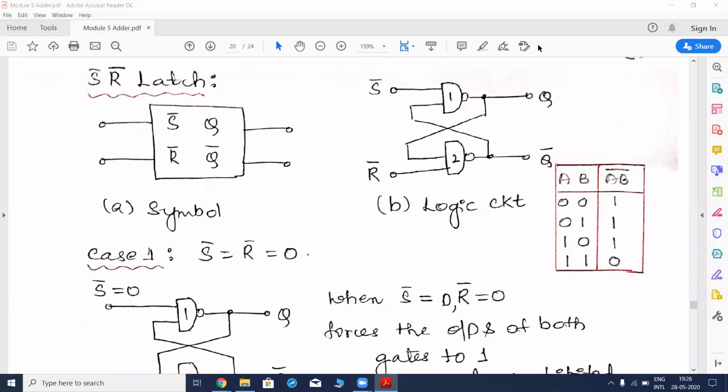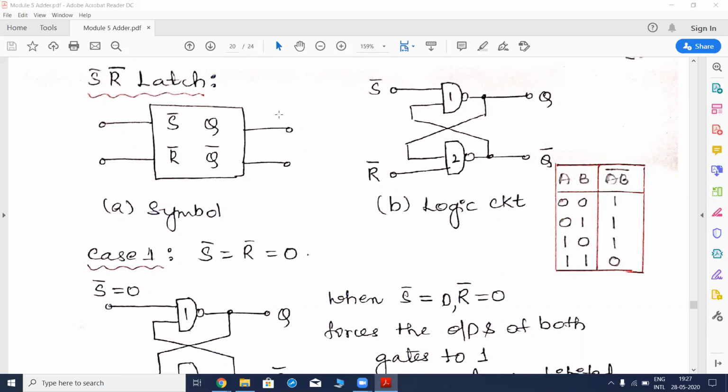Hello students, in today's session we are going to discuss the next latch. This is the S bar R bar latch. In the last session I told you regarding the latch. A latch is an electronic device which is going to store one bit of information. It is capable of storing one bit of information.